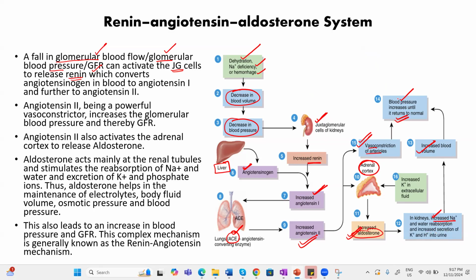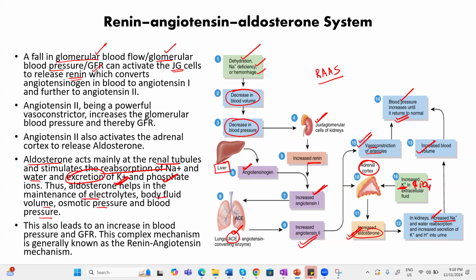Now, an important concept given in the endocrine chapter is that aldosterone will act on the renal tubule for the reabsorption of sodium and water and excretion of potassium and phosphate ions. Please understand carefully, it also excretes potassium and phosphate ions to maintain electrolytes, body fluid volume, osmotic pressure, and blood pressure. And finally, this system, which is started by renin, making angiotensin and aldosterone, will help to increase the blood volume and finally blood pressure also.